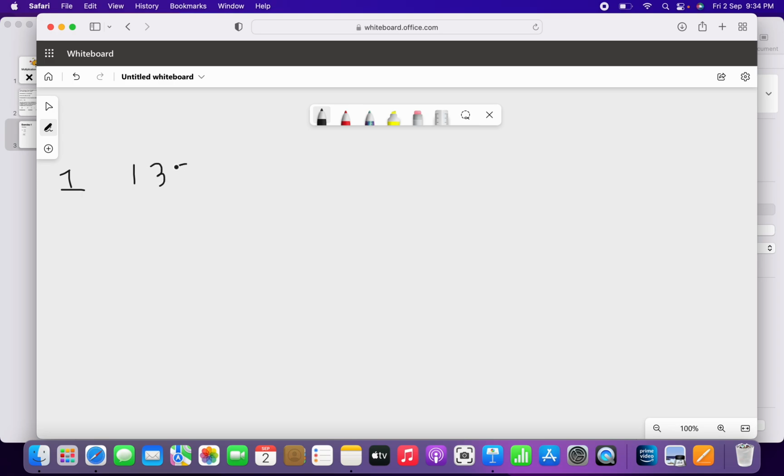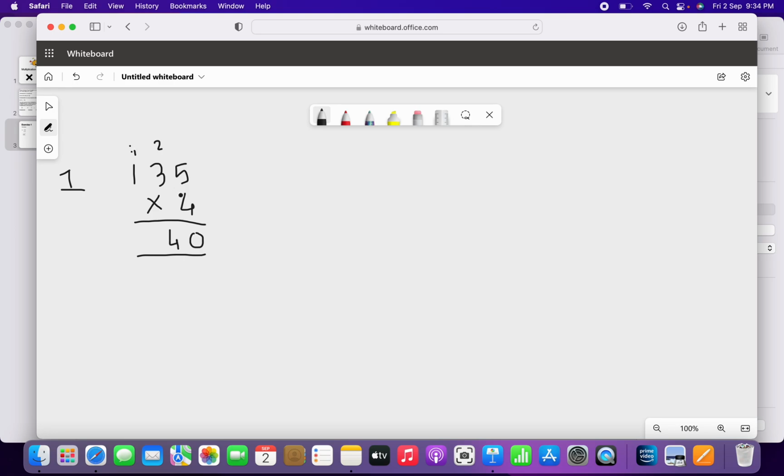135 multiplied by 4. Very easy. It's just your 4 tables. 4 5s are 20. So you write 2 here and you write 0 here. 4 3s are 12. 12 plus 2 carryover is 14. You write 4 here and you carry over 1.